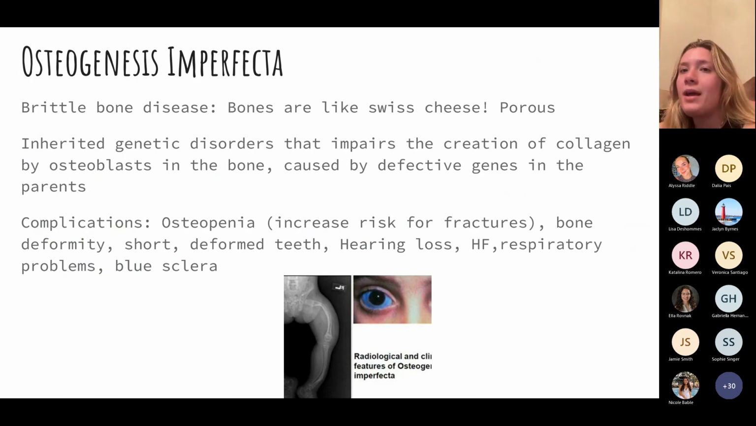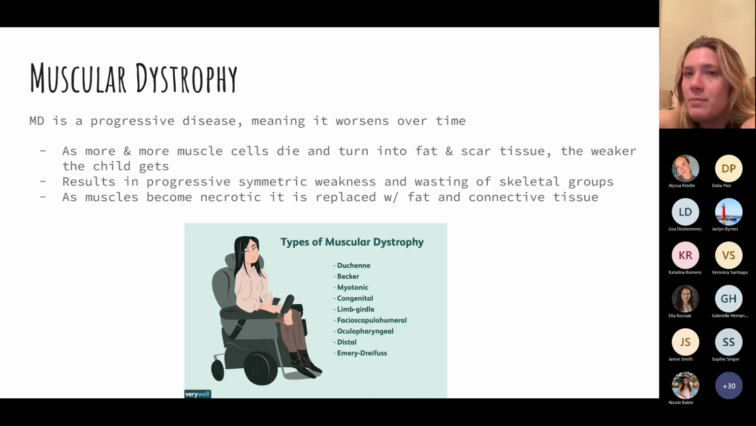We have up next osteogenesis imperfecta. This is our brittle bone disease. My bones are very porous. This is a genetic disorder that results in an abnormality with my collagen production. What are our complications? Osteopenia, bone deformities, short deformed teeth is a big one for these patients, heart failure, hearing loss, and specifically a blue sclera with these patients.